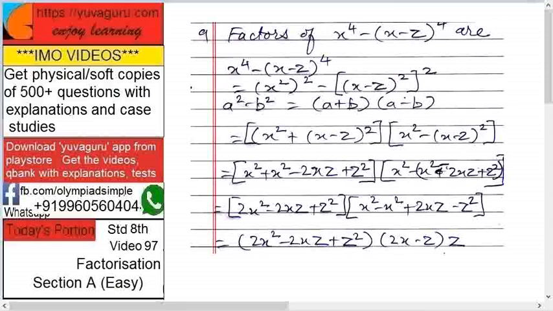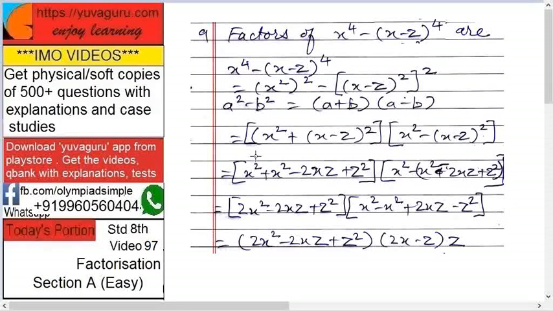Okay. Next, the factors of x raised to 4 minus (x minus z) the whole raised to 4 are? So let's solve x raised to 4 minus (x minus z) the whole raised to 4. First convert it to squares: (x square) the whole square minus (x minus z) the whole square's square. Right? So solve this. a square minus b square equals (a plus b) into (a minus b).